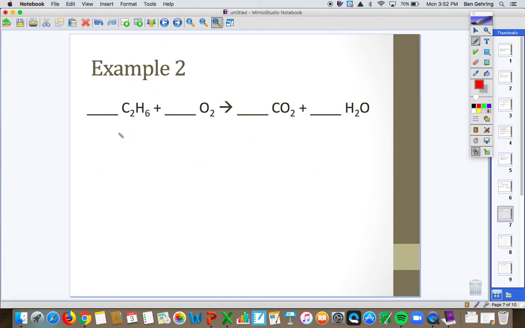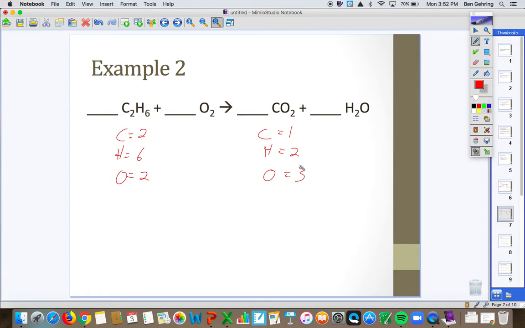Okay, let's try this one. A little bit different. I have carbon, I have hydrogen, and I have oxygen. On the left side, I have 2 carbons, 6 hydrogens, and 2 oxygens. On the right side, I have 1 carbon. Undo that. Just to keep everything the same, I have 2 hydrogens, and this time I have 2 oxygens and 1 oxygen, which makes 3 oxygens here.